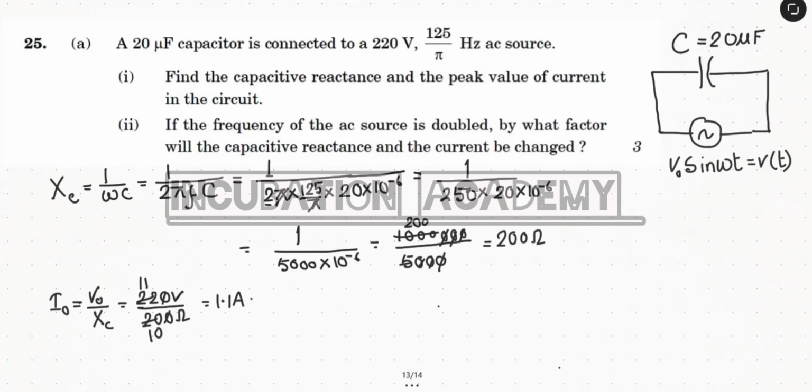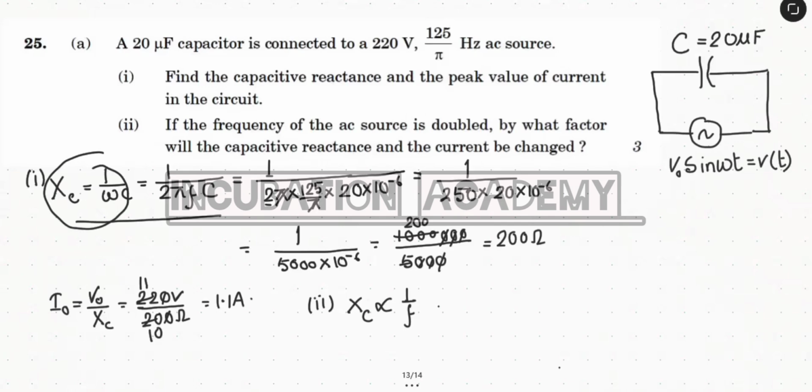If the frequency of the AC source is doubled, by what factor will the capacitive reactance be changed? Okay, this is part 2 of the answer. If the frequency of the AC source is doubled, what have you understood from these expressions? If the capacitance is the same, the capacitive reactance is inversely proportional to the frequency. From the relations Xc equals 1 by omega C and Xc equals 1 by 2 pi f C, we can say that Xc is proportional to 1 by frequency.